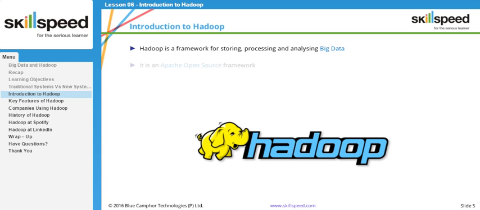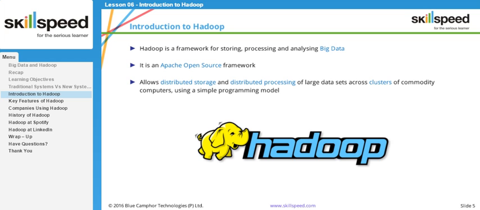Hadoop also allows distributed storage and distributed processing of large data sets across clusters of commodity computers using a simple programming model. Now, what does that exactly mean? Hadoop allows you to store the data and process the data inside the same cluster. Whenever we think about big data, the biggest problems are where you will store it and how you process it. Hadoop gives you a single shot solution wherein the same cluster can be used for raw storage and processing as well.